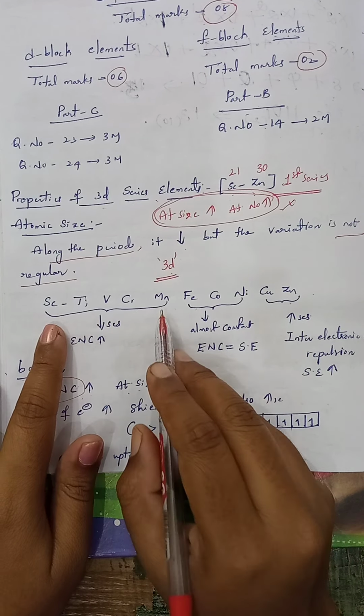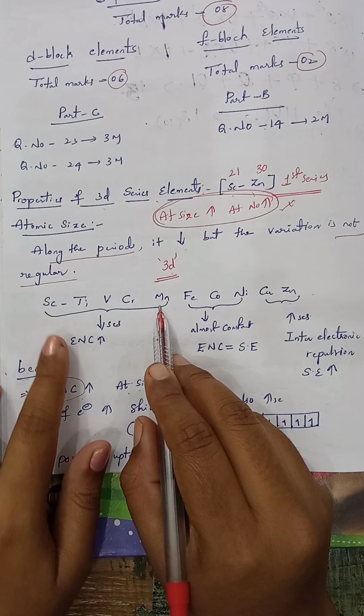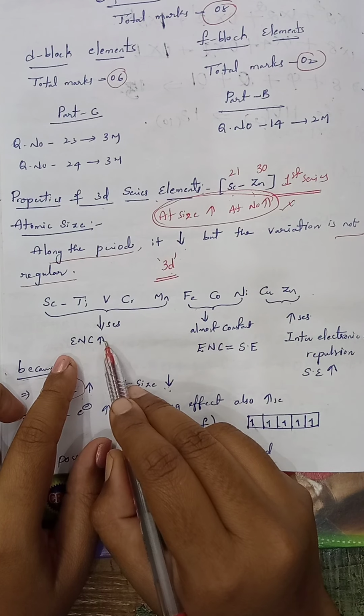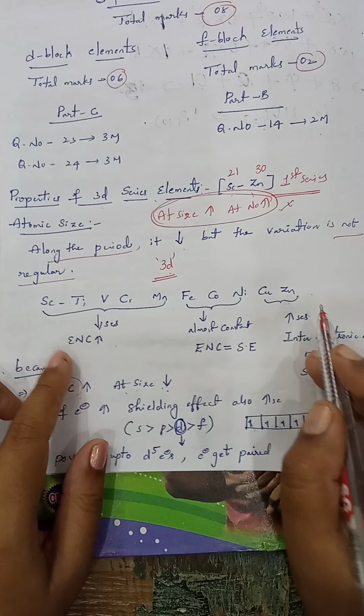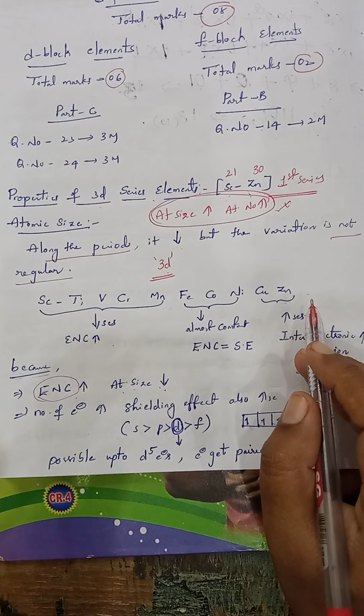For the first 5 elements, this effective nuclear charge is more, thereby the atomic size is less. Now see the next few elements.